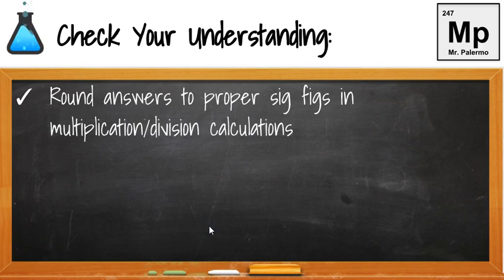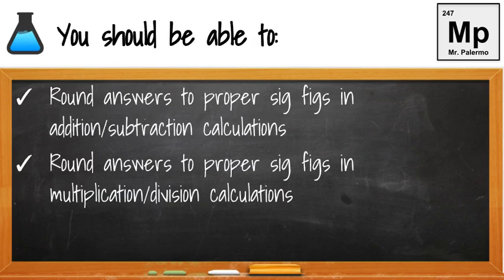So let's check your understanding. Can you round answers to proper significant figures in our multiplication and division calculations? At this point, you should be able to round answers to proper sig figs in addition and subtraction calculations, as well as round answers to proper sig figs in our multiplication and division calculations.